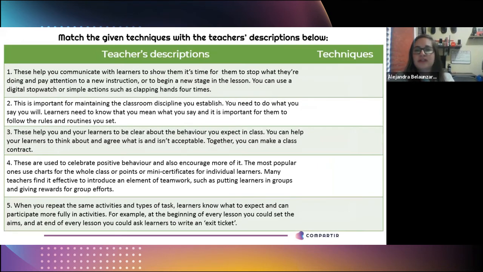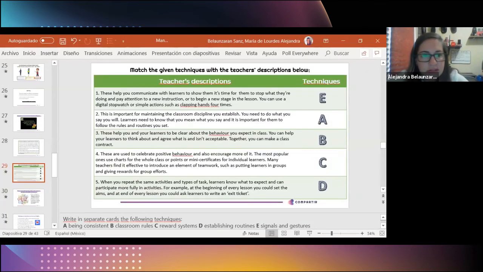I am going to give you some other ideas, some techniques that you could use for this. I am going to write for you in the chat some techniques, and here I'm giving you the descriptions, and the idea is that we match the descriptions to the techniques. Okay, so they're over there.